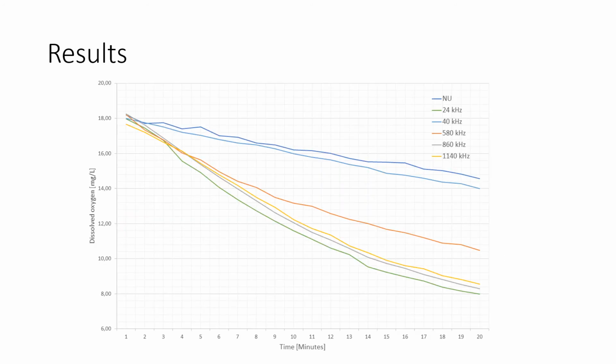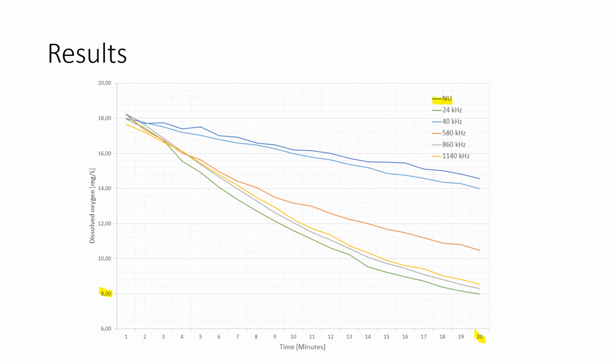The results of these experiments are shown in this graph. We can see the different frequencies that have been tested from 24 kilohertz and up to 1140 kilohertz, and NU stands for no ultrasound. So these are experiments without ultrasound applied. And we can see that the most effective frequency was 24 kilohertz, which was able to go down to 8 milligrams per liter in about 20 minutes. The other frequencies spent longer to get down to 8 milligrams per liter.